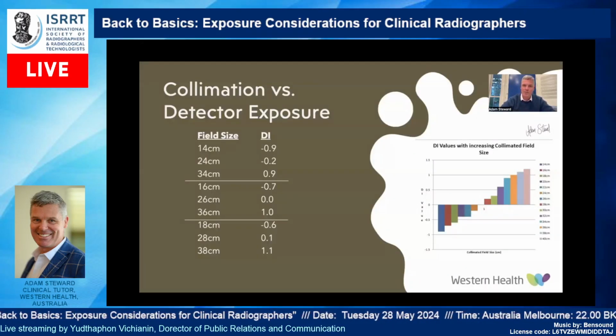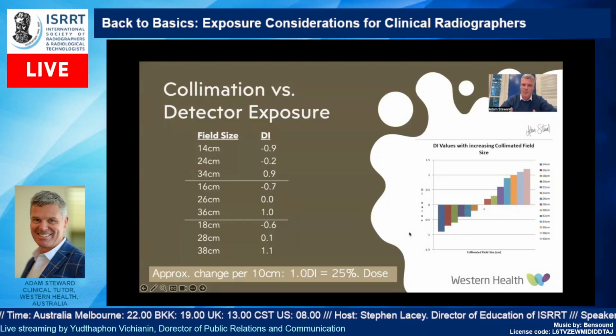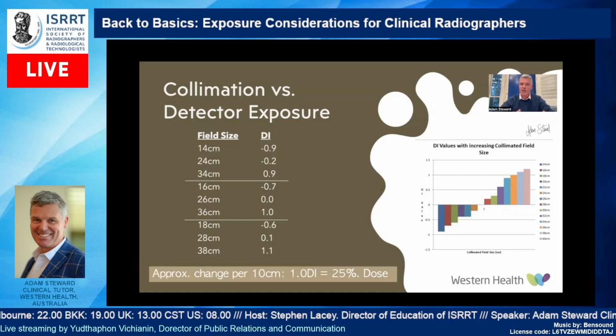As far as collimation versus the detector exposure and the signal, and how much we need to increase, this is the crude method, and it's an area that my next project is going to look at with one of my students next year. It's looking at when we collimate, how much do we have to change the detector exposure? Long story short, from the phantom we found that probably a change of about 10 centimeters would require about 25% of the dose.